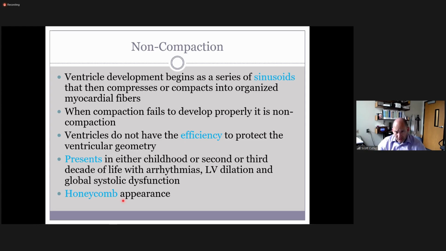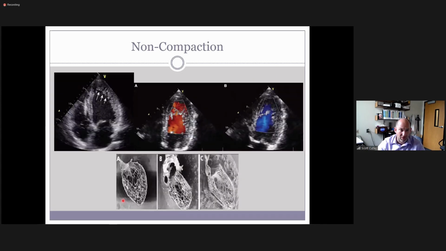When you're looking at it, especially pathologically, as you're going to see on the next slide, it becomes what they call a honeycomb appearance. So let's just jump to the pictures. I think the picture says 1,000 words. Absolutely true. Okay. So again, if we're doing our quick down and dirty echo, this may look fine. But what you need to notice is these sinusoids coming in.